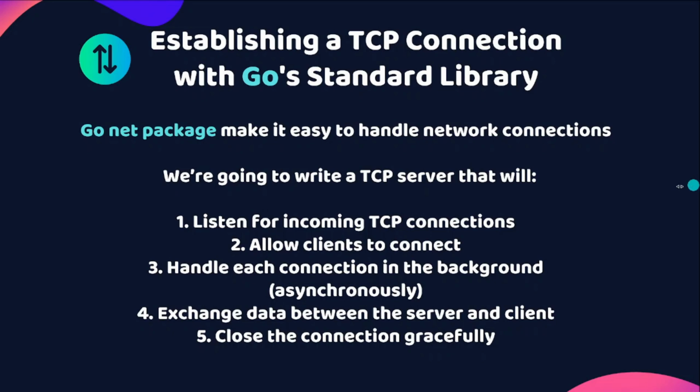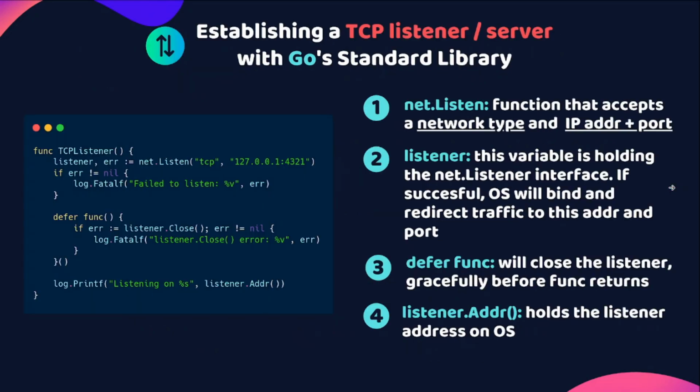Establishing a TCP listener or server with Go's standard library is no big deal. To create a TCP server capable of listening for incoming connections, call it a listener, in Go we should use the net.Listen function. There are other ones for this purpose, but this is the more generalist one. This function will return an object that implements the net.Listener interface. Let's start by creating a listener or server. As you can see, on the left hand side, the code is basically making a listener or a server.